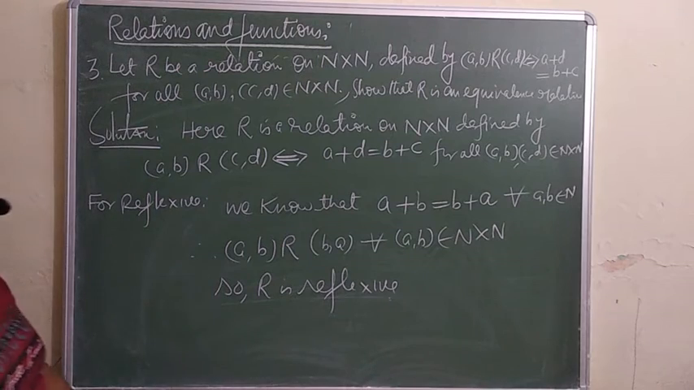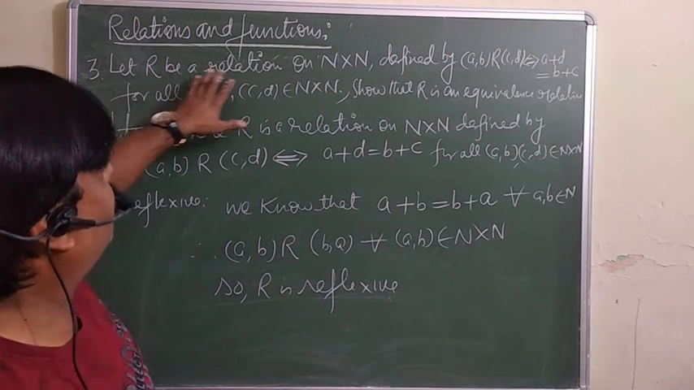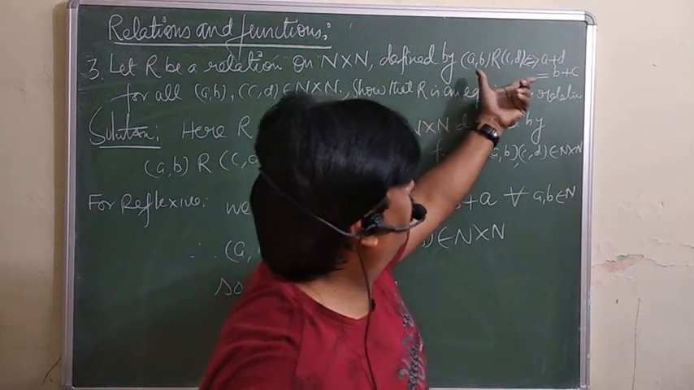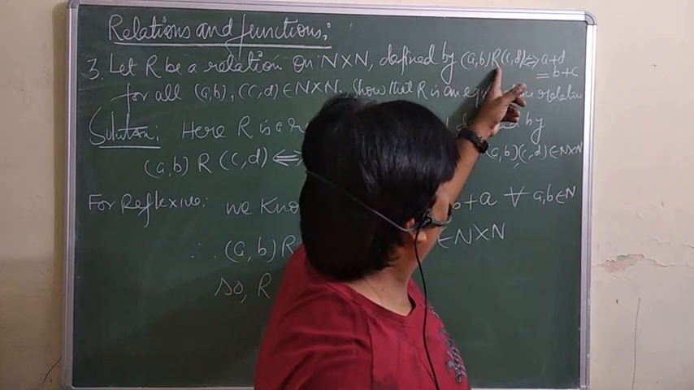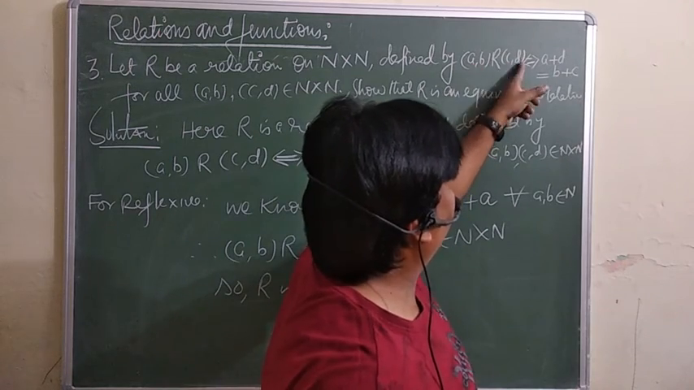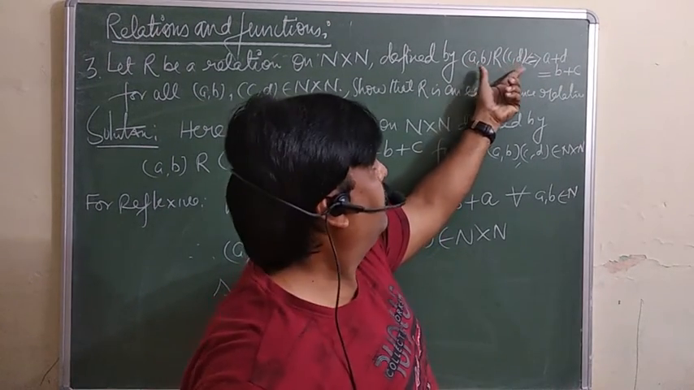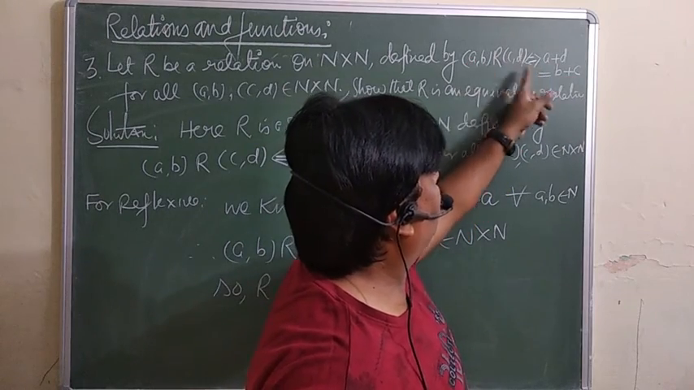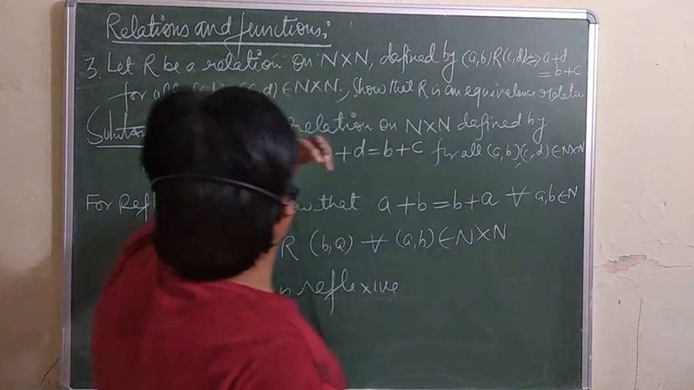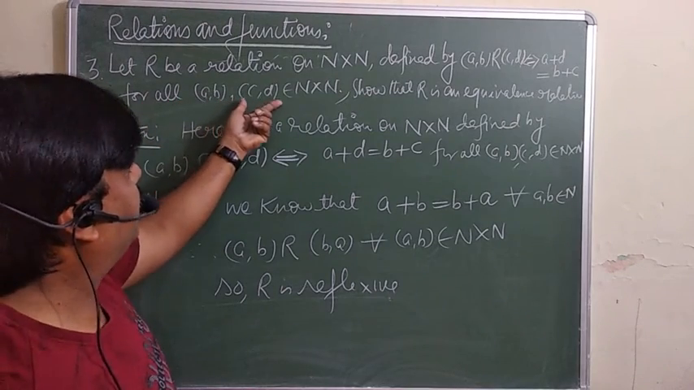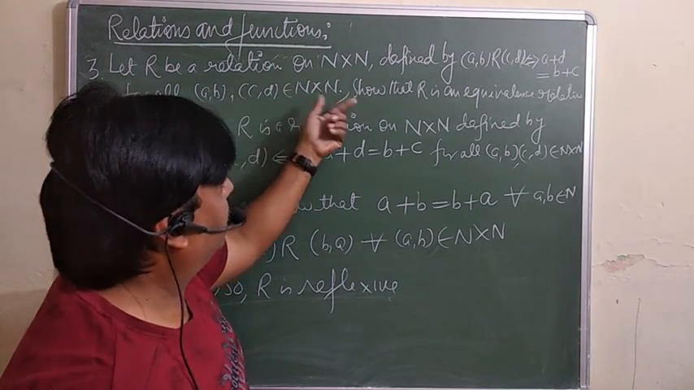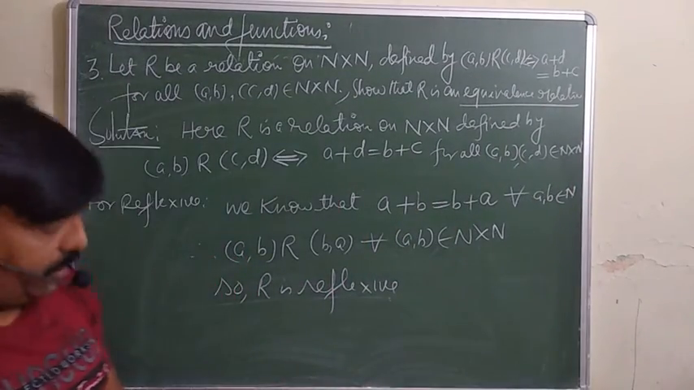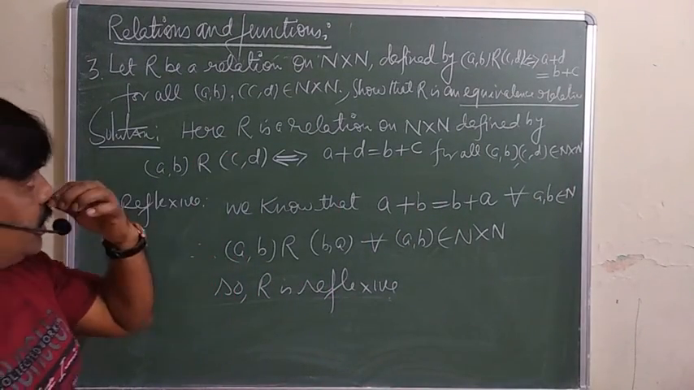Okay, one more problem is there. Let R be the relation on N × N defined by (a, b) R (c, d) if a + d = b + c, for all (a, b), (c, d) belonging to N × N. You are supposed to show that it is an equivalence relation. I have already written it here, so you can understand.